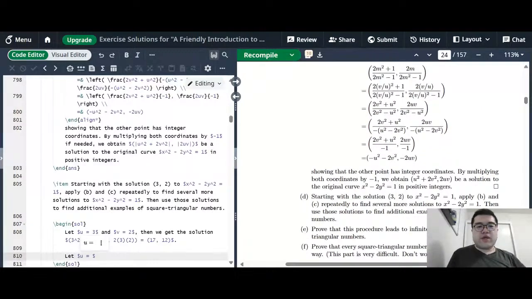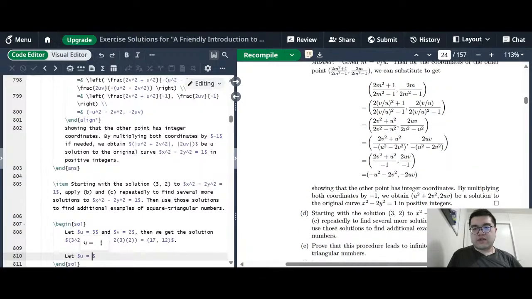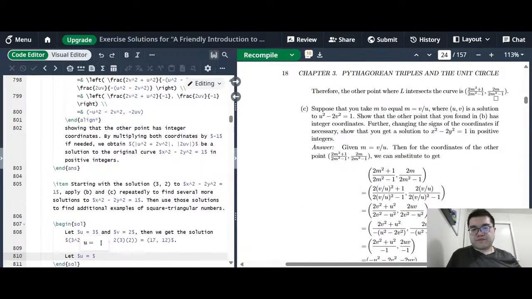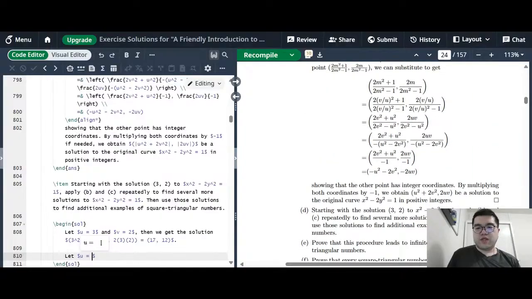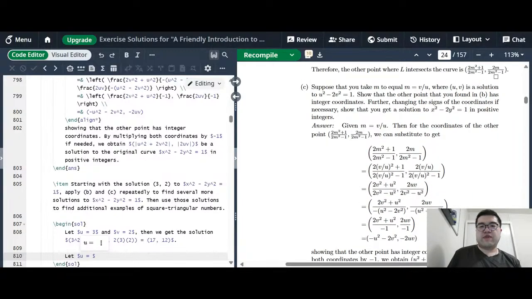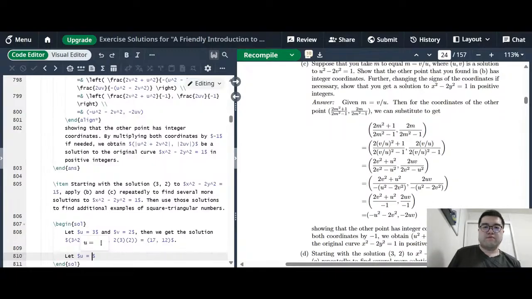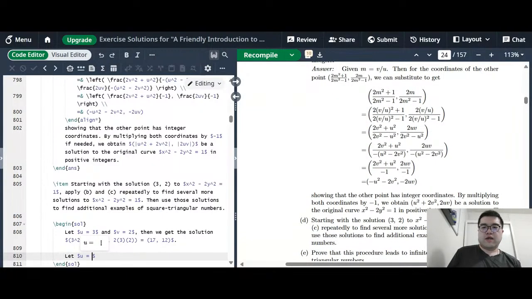Now, is there any way that we can actually avoid this? Well, we already said that if u is equal to 1, v has to be equal to 1 in order to avoid, we actually had the negative version of it. But this is how we actually get the first solution.